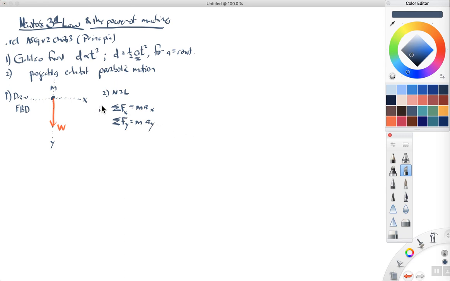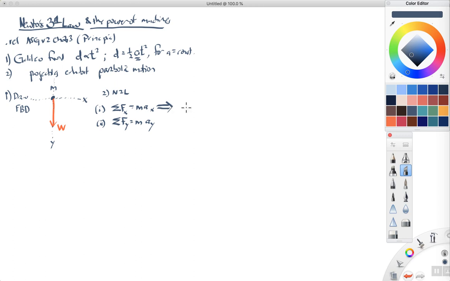So these are our x and our y component forms of Newton's second law. Okay? Now, let's see where we can go with this. What are the forces in the x direction? Well, in the absence of drag, there are no forces in the x direction.